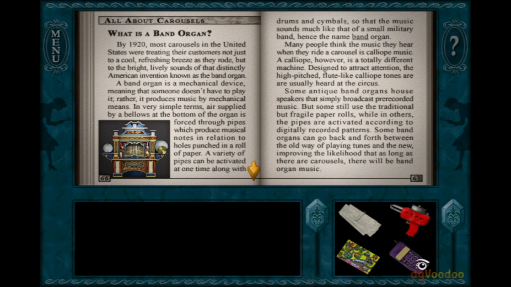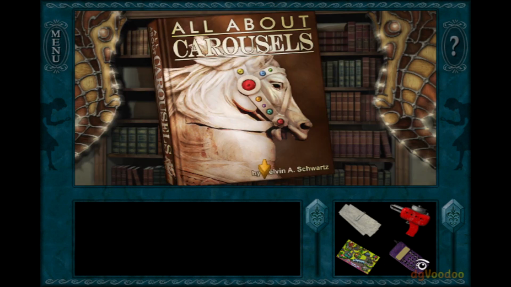Some antique band organs house speakers that simply broadcast pre-recorded music, but some still use the traditional but fragile paper rolls, while in others, the pipes are activated according to digitally recorded patterns. Some band organs can go back and forth between the old way of playing tunes and the new, improving the likelihood that as long as there are carousels, there will be band organ music. Cool?